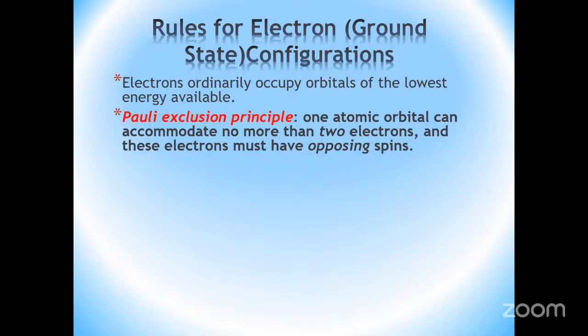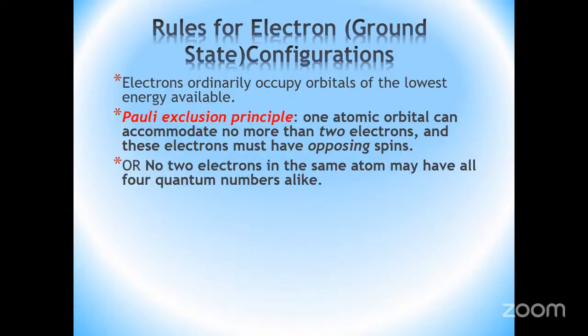The second rule has to do with what is called Pauli's exclusion principle. This basically says that any atomic orbital can accommodate no more than 2 electrons. And if 2 electrons are present in that orbital, then those electrons must be spinning in opposite directions. So that's what Pauli's exclusion principle is saying. Another way of stating this rule is that no 2 electrons in the same atom may have all 4 quantum numbers alike.